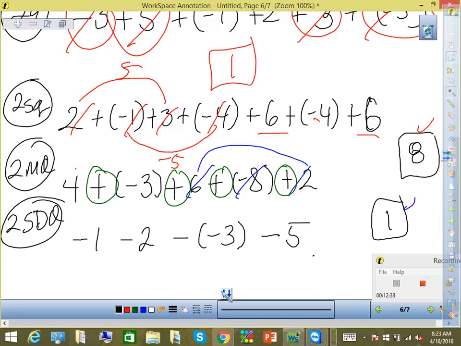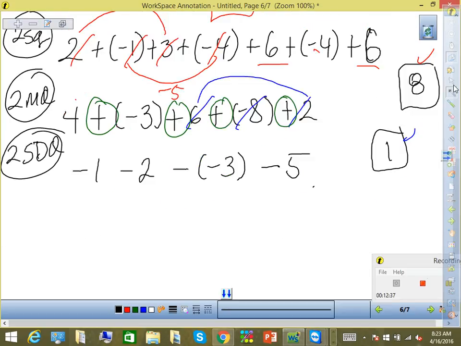Negative 1 minus 2 minus negative 3 minus 5. I'm going to walk this one through to make sure you remember. Look up, please. Here we go.